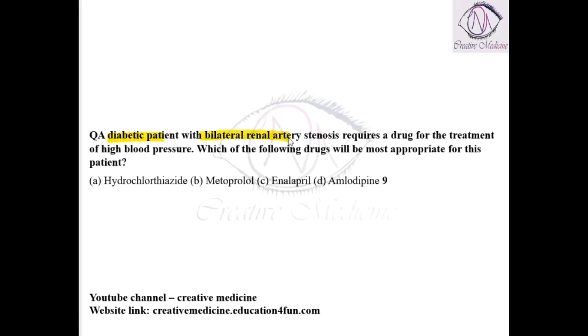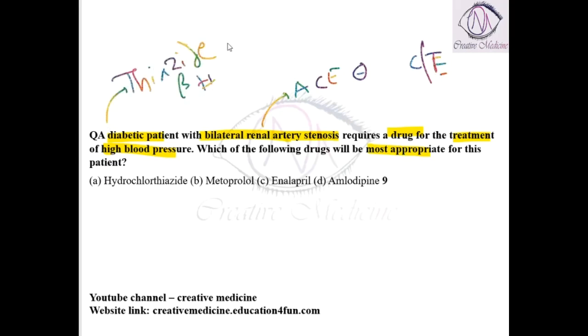A diabetic patient with bilateral renal artery stenosis requires a drug for the treatment of his blood pressure. Which of the following is the most appropriate for this patient? So he has renal artery stenosis, so ACE inhibitors are contraindicated. Whereas with diabetes mellitus, thiazides and also beta blockers are avoided. So obviously in this case, amlodipine can be given.